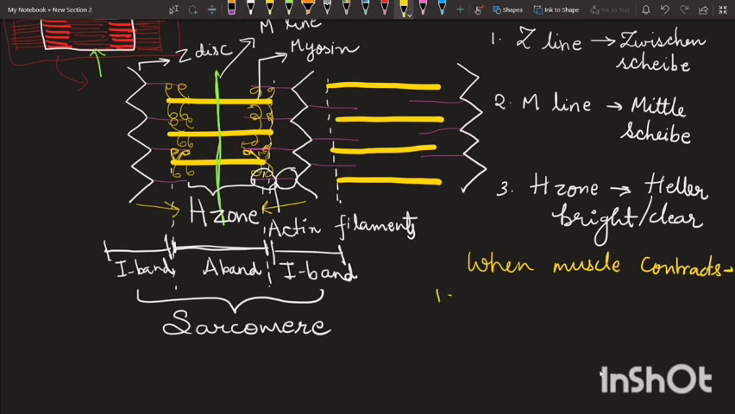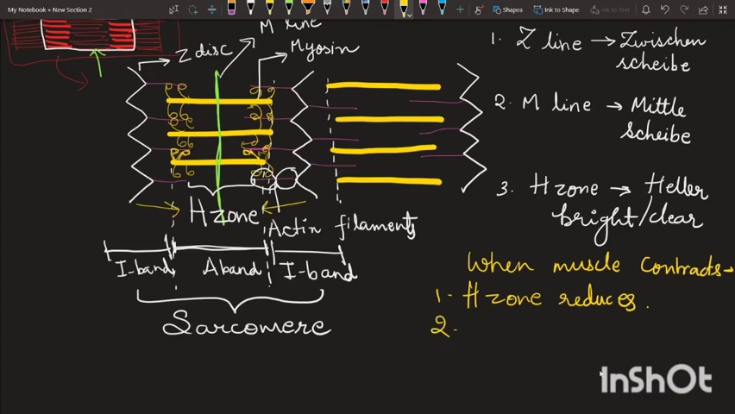Tell me. These two sarcomere Z discs will come towards near each other. So this H zone is automatically going to get reduced. So number one, H zone reduces. And if there is maximal contraction, then sometimes this H zone can be gone also. There will be no H zone, right?